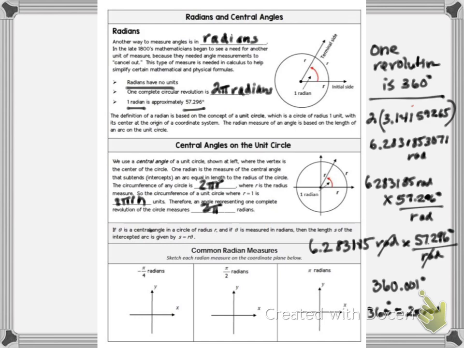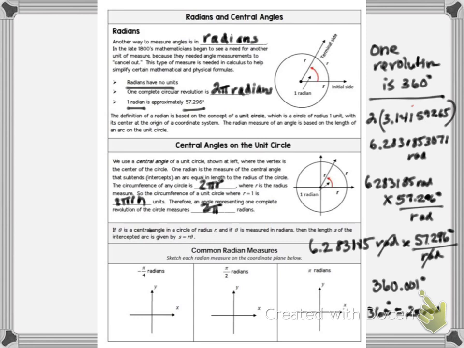All right, so we have some common radian measures at the bottom. It says if theta is a central angle in a circle of radius r, and if theta is measured in radians, then the length s of the intercepted arc is given by s equals r theta. In geometry, you learned how to find the arc length of a circle, and that equation was given by s equals r theta. All right, so common radian measures. It says at the bottom, sketch each radian measure on the coordinate plane below.